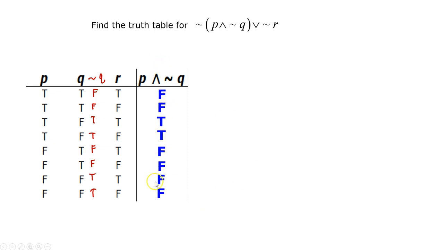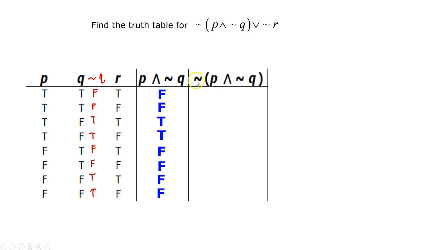But this isn't what I'm looking for. I'm looking for the negation of this entire statement. So that's what the next one is, just me negating this one. I'm just looking at this column right now. The rest of the table doesn't really concern me right now. I just want to do not this.